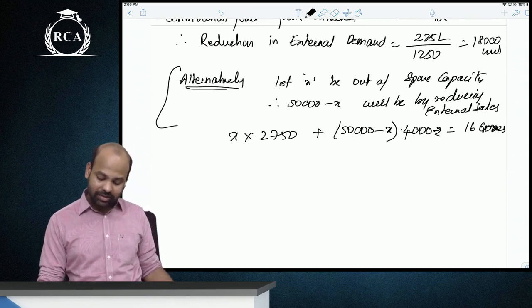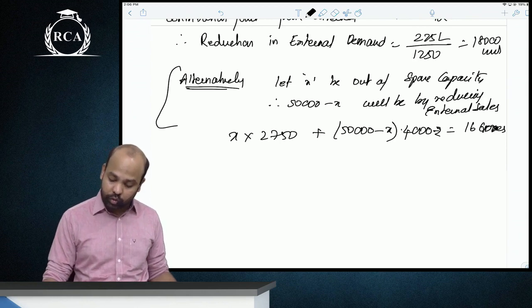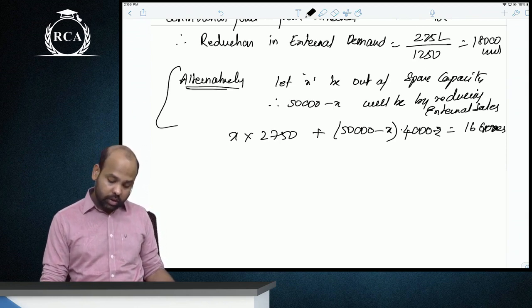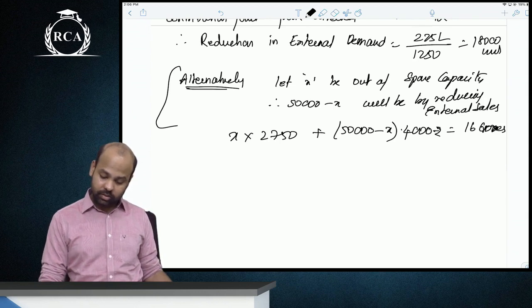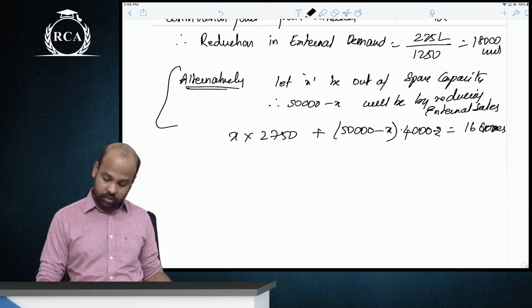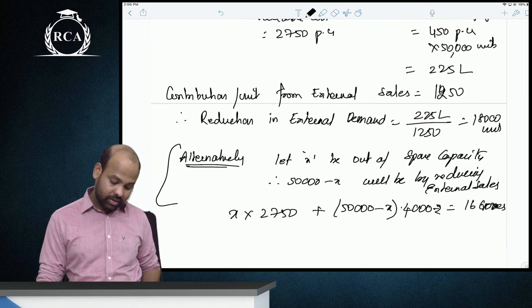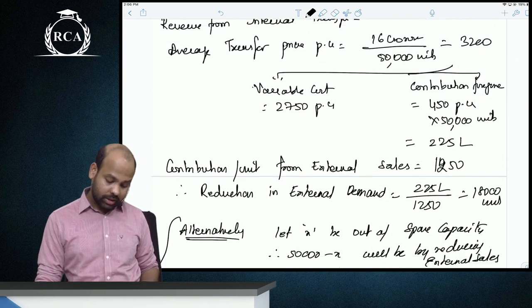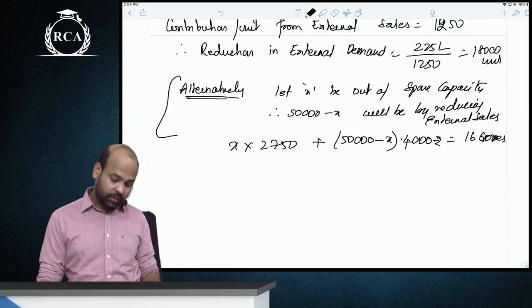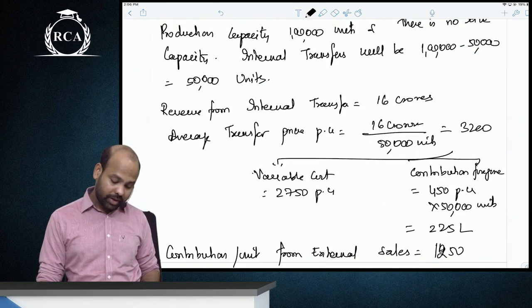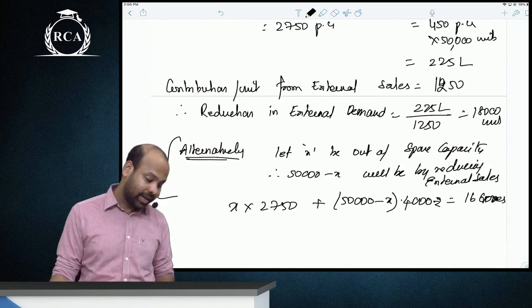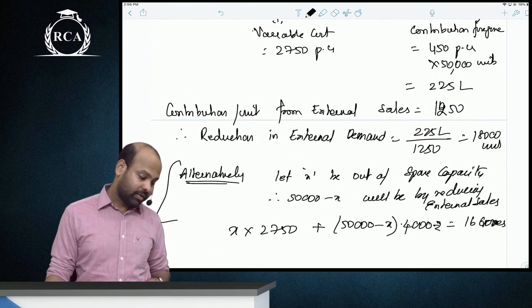50,000 minus X into 4,000 rupees. Few units are being done at 4,000, and few units at 2,750, and the remaining units at 4,000 rupees. So the overall revenue from internal transfers should be 16 crore rupees.